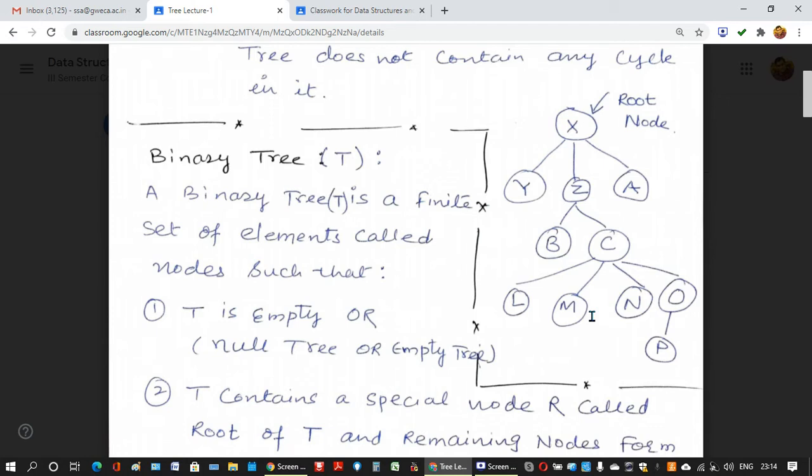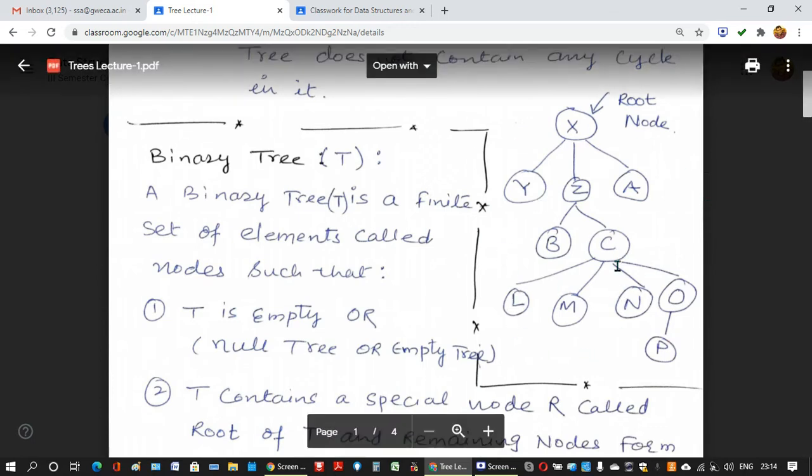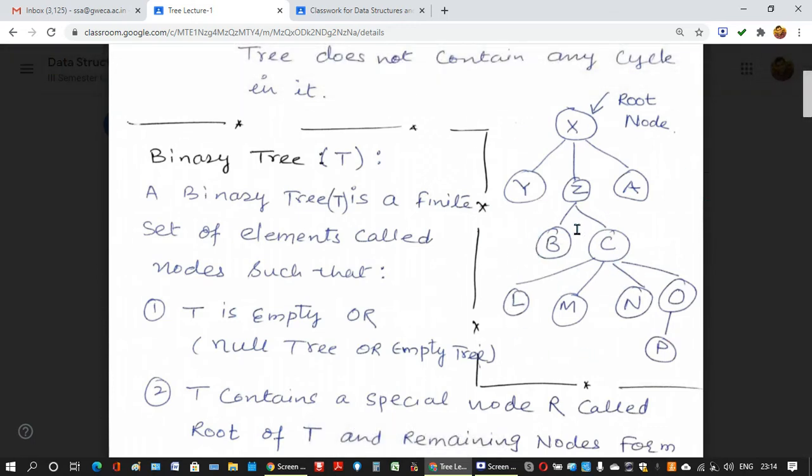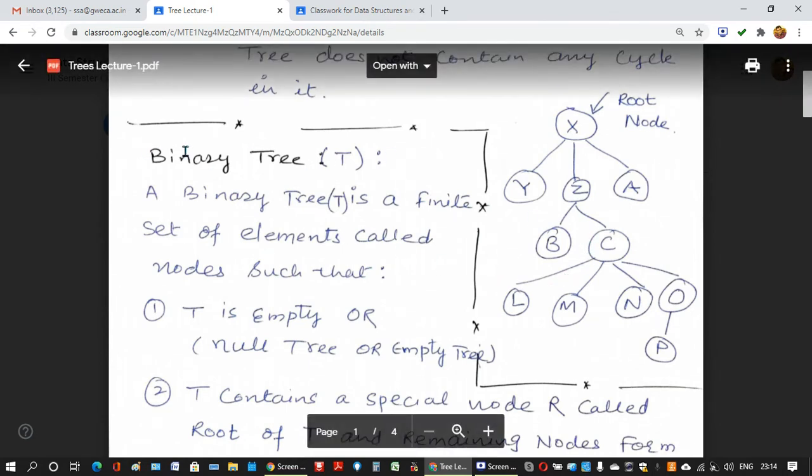general trees are not implemented in computer science because they do not help in real life. This data structure is not useful in real life. So what we do, we take a special kind of tree which is called a binary tree. So now onwards, after this definition of general tree, we will discuss binary trees.